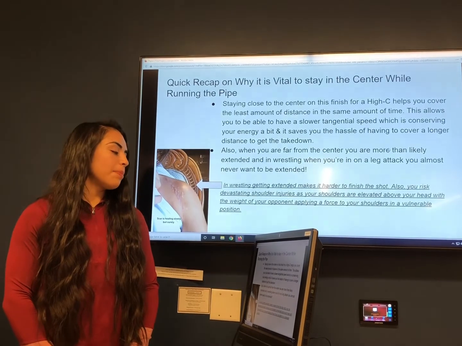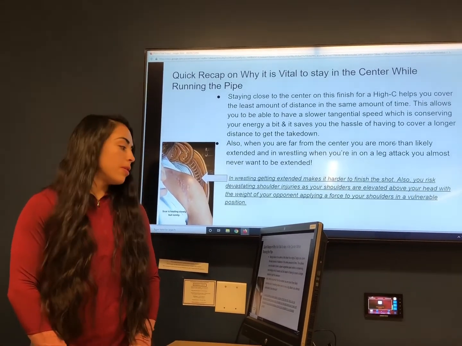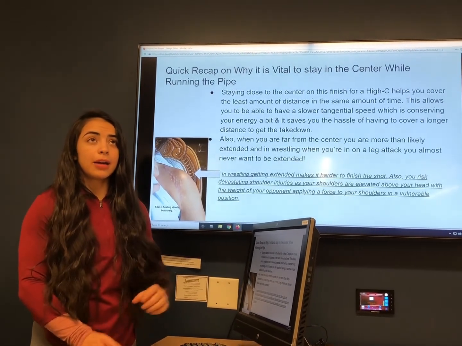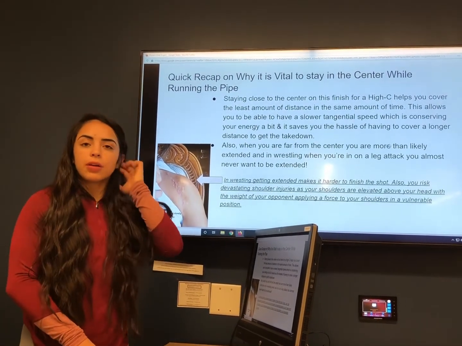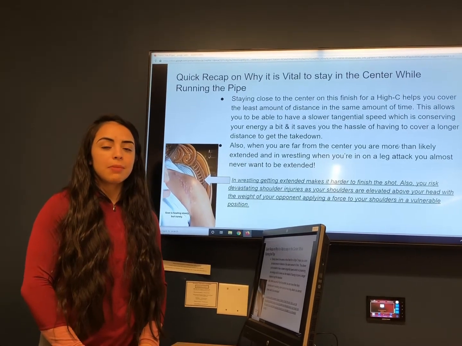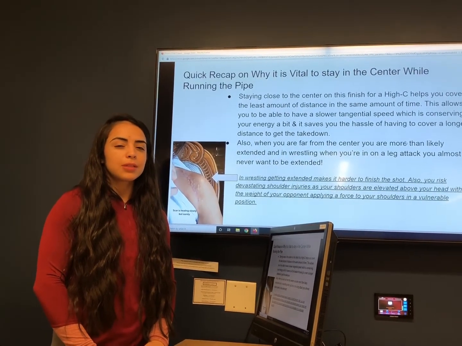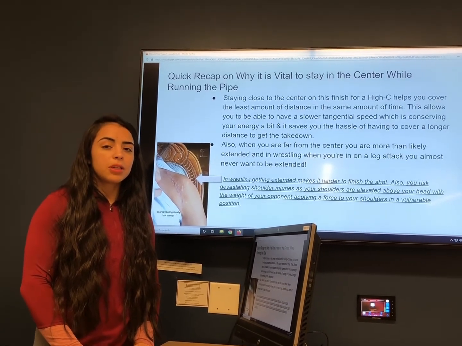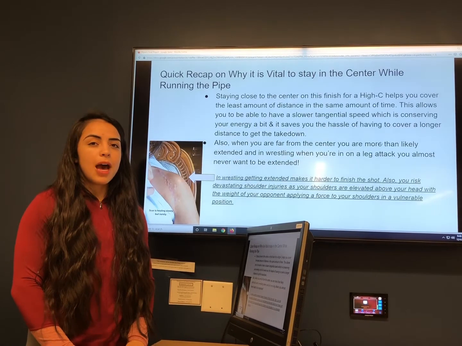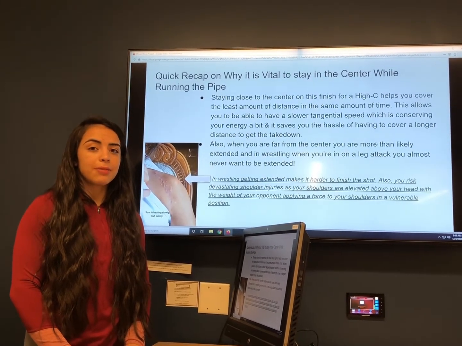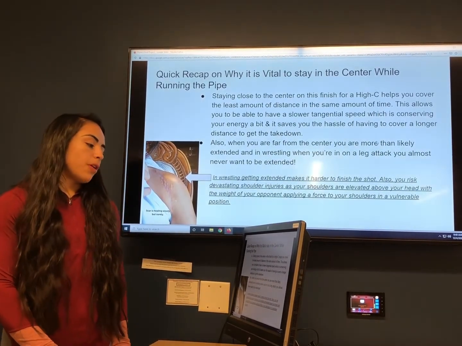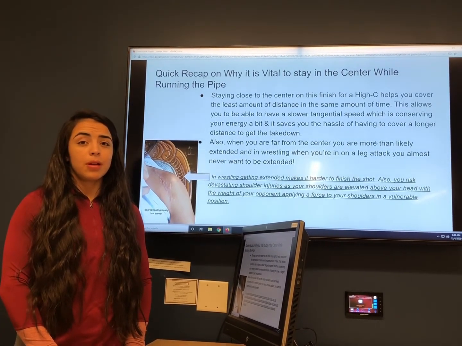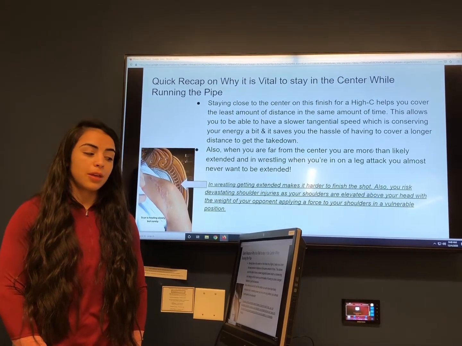Okay, quick recap on why it is vital to stay in the center while running the pipe. Staying in the center on your high C attack and then run the pipe finish is allowing you to cover the least amount of distance in the same amount of time. So when you do this, it's allowing you to have a slower tangential speed, which is allowing you to conserve your energy a little bit, and it saves you the hassle of having to cover more distance to get the takedown. Also, when you are far from the center, you are more than likely extended, and being extended when you're in on a leg attack is almost never a good thing.